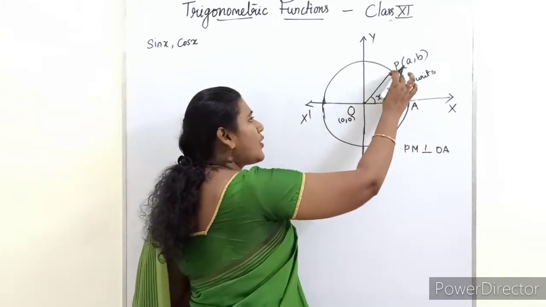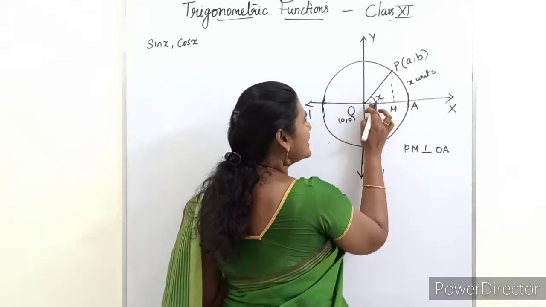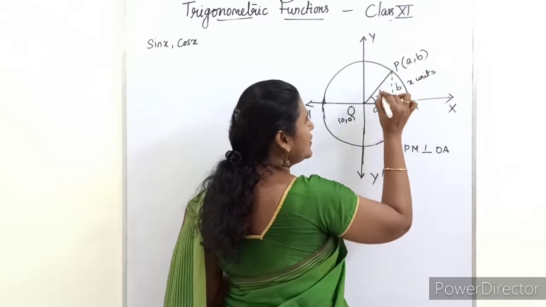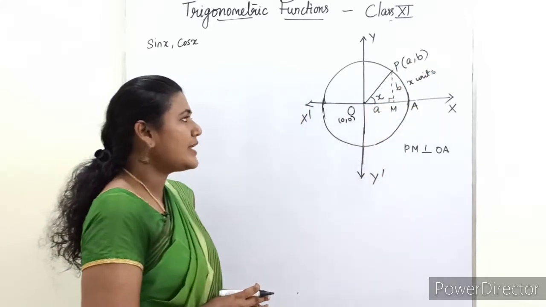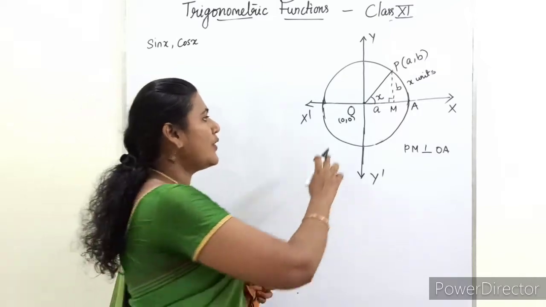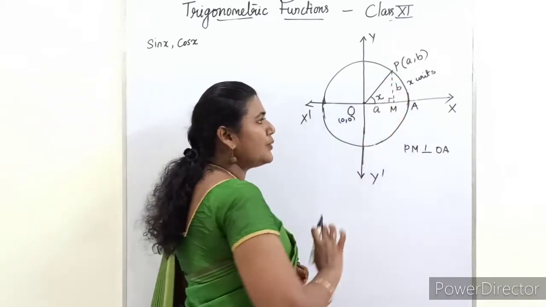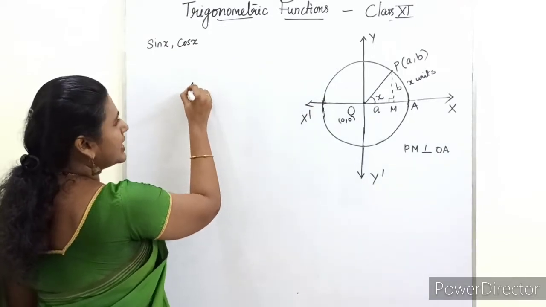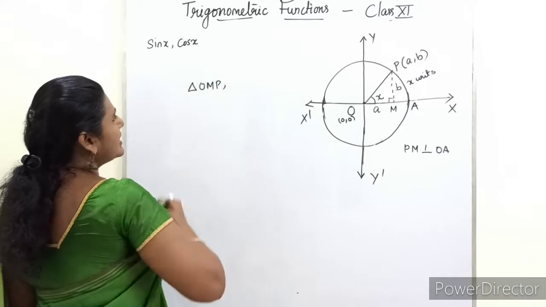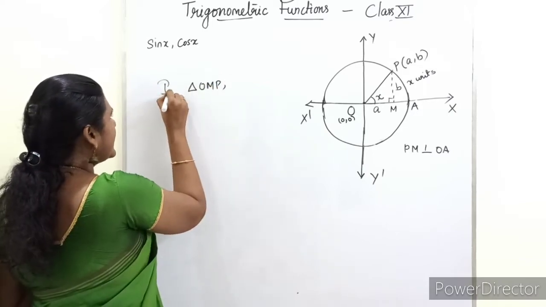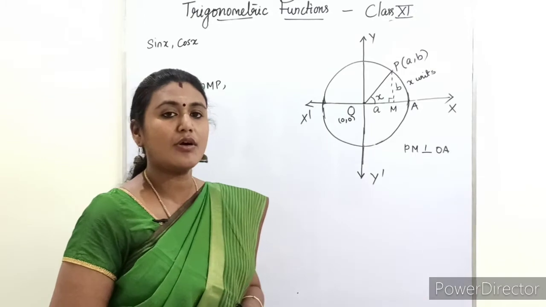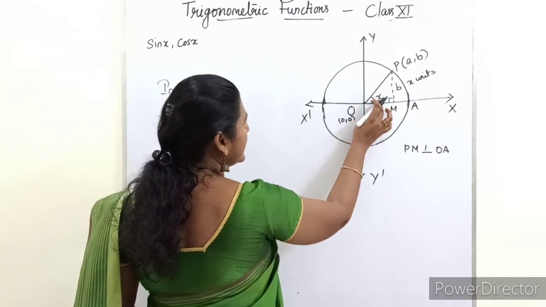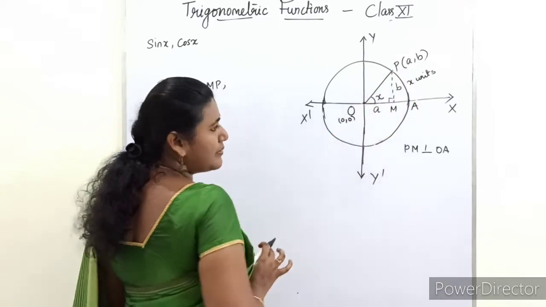Now since we know the coordinates of the point (a, b), what is OM? OM will be a unit and PM will be b unit. So now we will consider this right angled triangle, triangle OMP. In triangle OMP, since it is a right angled triangle, we can use trigonometric ratio concept. With respect to this angle x, this side is the opposite side and OM is the adjacent side.